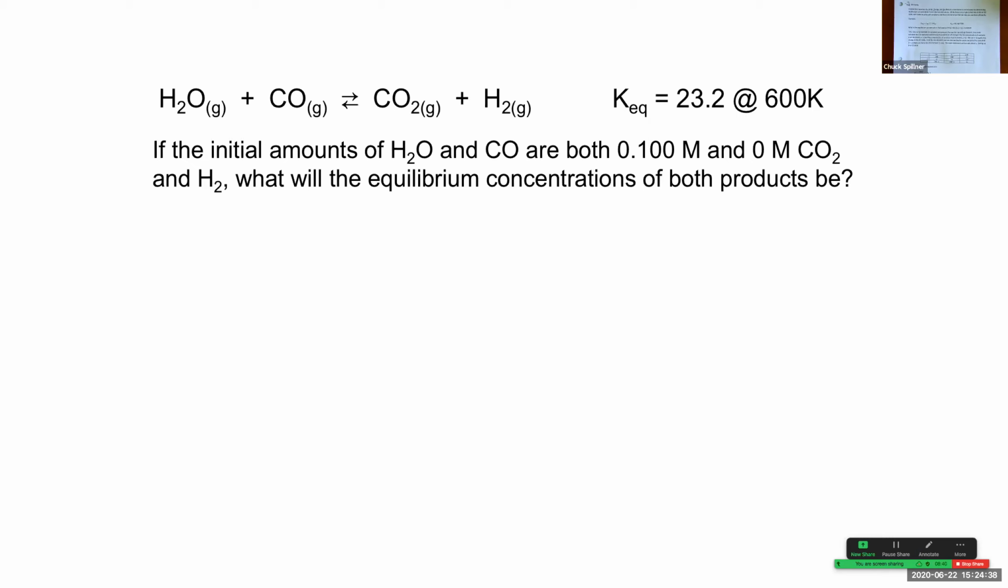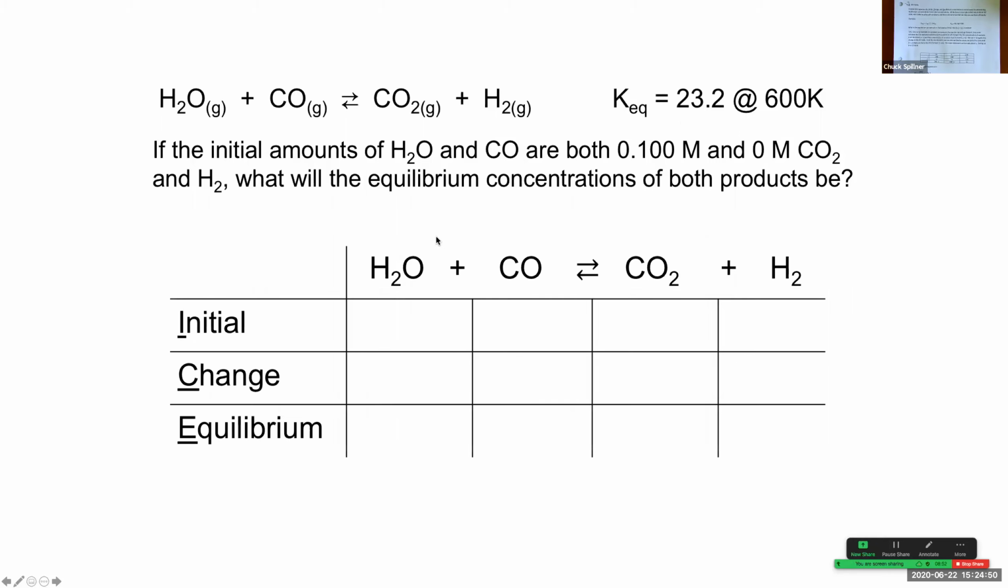So if Q is 0, it means we've got to make some product. And if we make product, we're going to lose reactant. So the equilibrium concentrations of everything are going to change from what they are initially. All right, so let's set up our ice table.